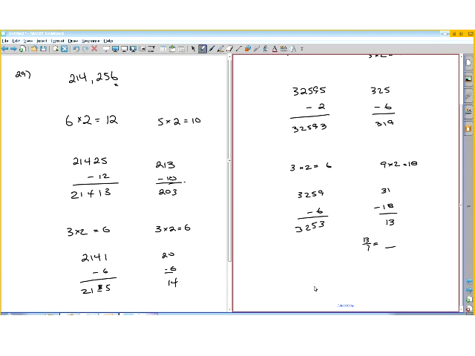And so the original number, which was 3259251, is not divisible by 7.